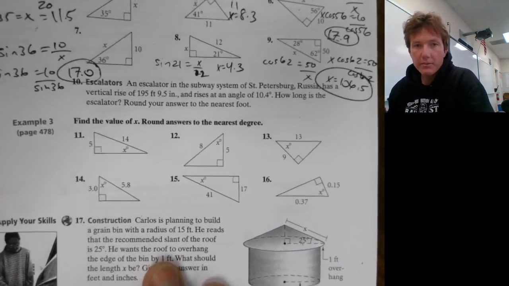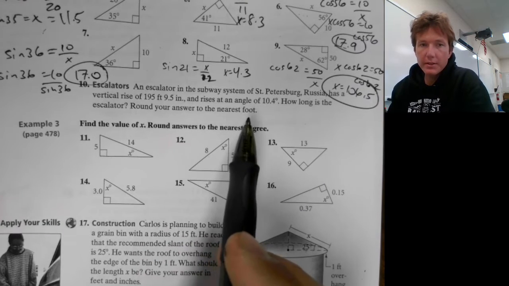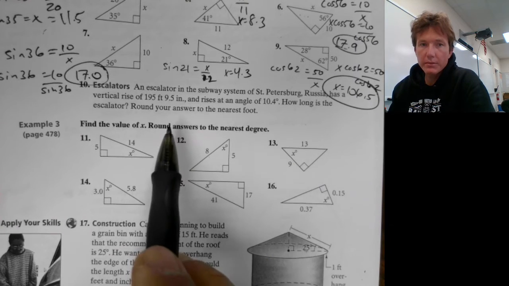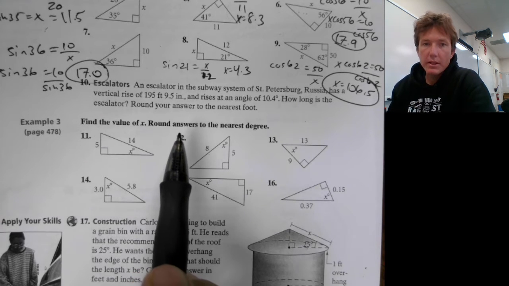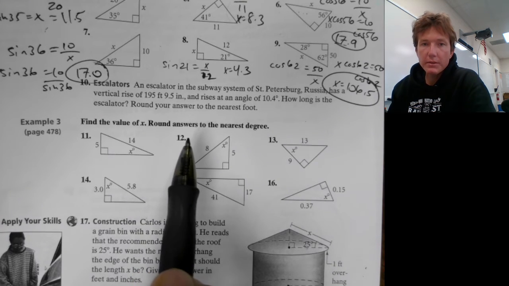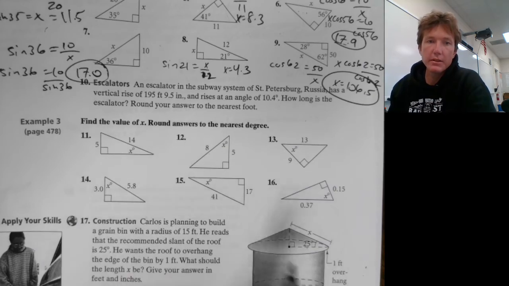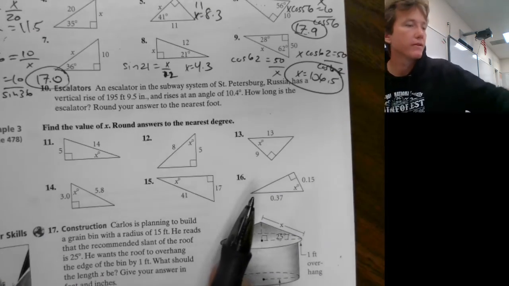Number 10 is a word problem. An escalator in the subway system of St. Petersburg, Russia has a vertical rise of 195 feet and 9.5 inches. It rises at an angle of 10.4 degrees. How long is the escalator? Round your answer to the nearest foot.